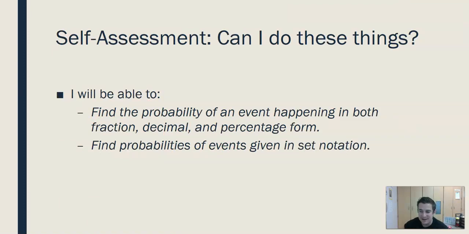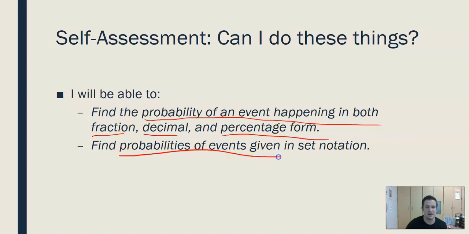And that's everything for this lesson, combining set notation with probability. Hopefully now you're able to find the probability of an event happening in fraction, decimal, and percentage form. Hopefully you understand a little more what we're finding when we find the probability of something. And hopefully you can find probabilities of events given in set notation, like probabilities of intersections and unions, like we saw in some of those examples.